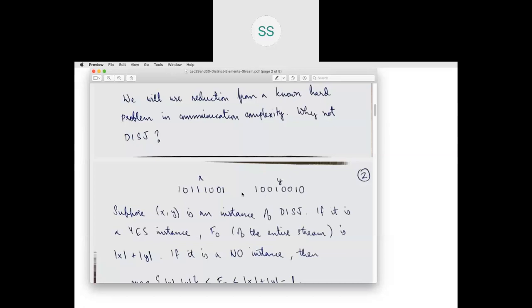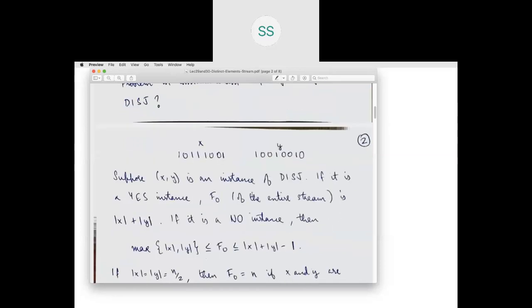What I want to say is, if you can compute the frequency moment, and from that you can compute disjointness, then that would imply that the frequency moment is hard, because we know disjointness is hard. There is no way you should be able to compute disjointness in less than linear communication. So the frequency moment also will require linear communication. But this doesn't work out.